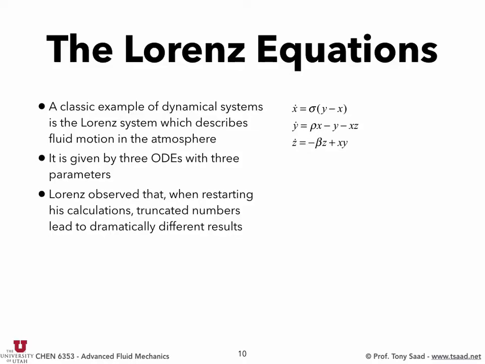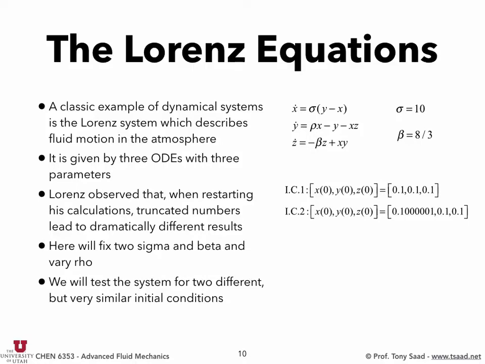So we're going to simulate this system now. It's really easy. You can put this in your MATLAB in ODE45 and then solve the system of equations. So here's what we're going to do right now. We will fix two parameters, sigma and beta, and we're going to change rho. Rho is the equivalent to the Reynolds number in fluid flow, okay? And we're going to test this with two different initial conditions. The first initial condition is 0.1, 0.1, 0.1 for x, y, and z.